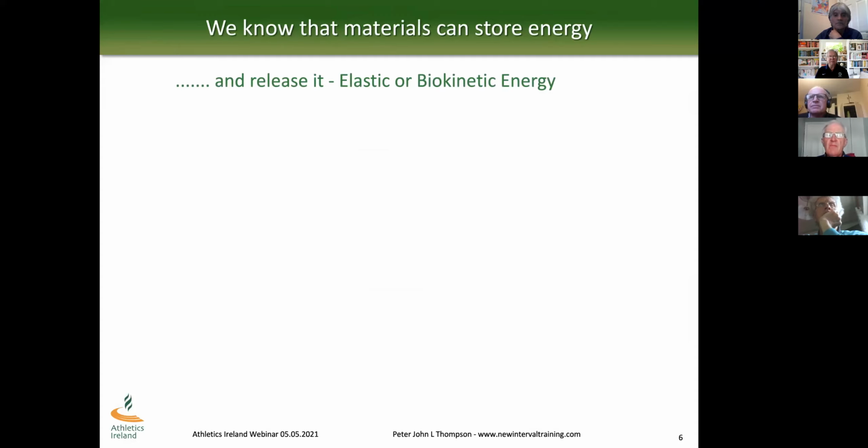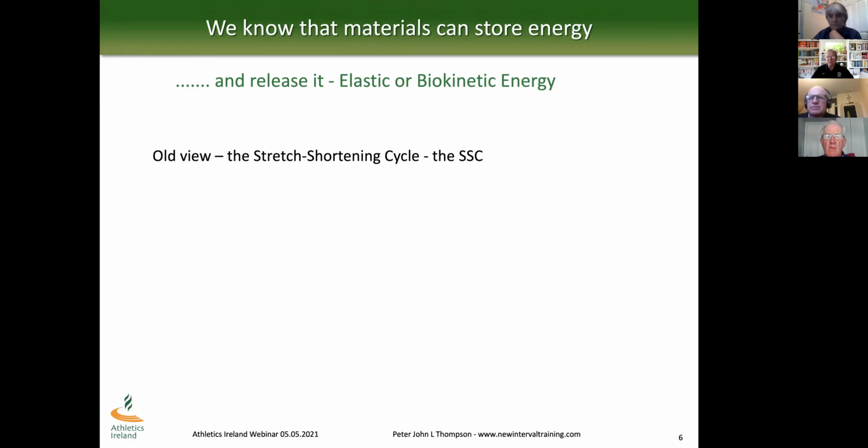So we know that materials can store energy. We know that metal springs store energy. We know that elastic bands store energy, and they can release it. And in the same way, the tissues in the body are able to do that. But our understanding of the tissues in the body has changed dramatically in the last 8 years. And why is that? The reason is that for the first time, we're able in research to examine the stresses and strains and what tissues are active in the living individual.